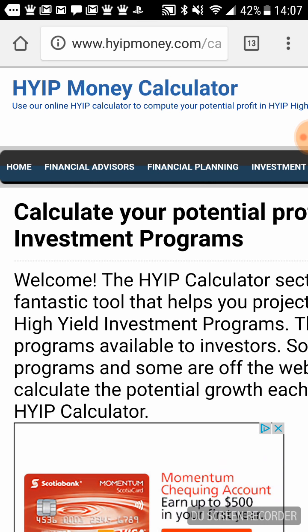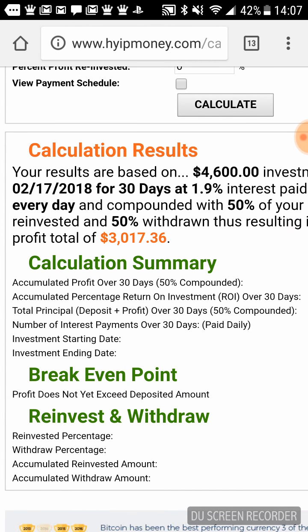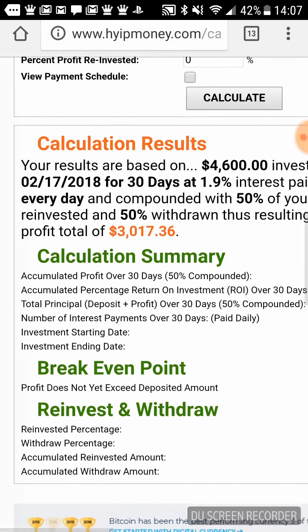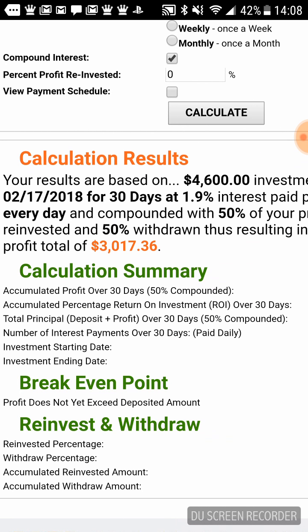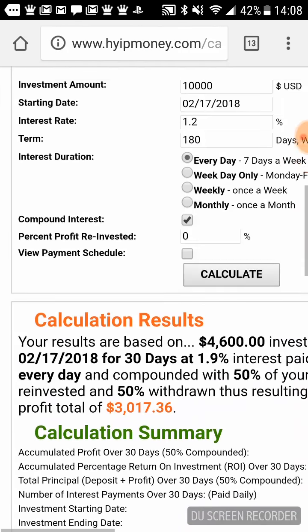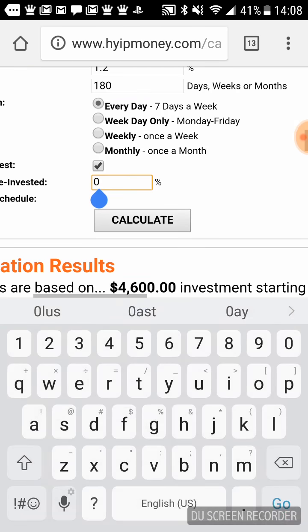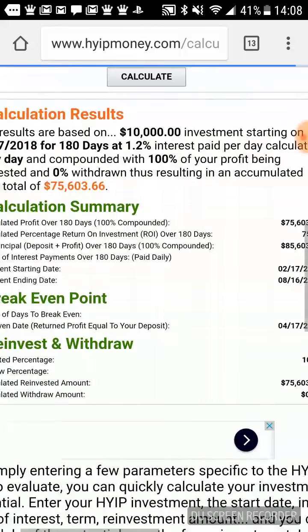Now, I don't like to believe these things to an extent, because down here, you'll see. Okay, it had a default one set up for $4,600, 1.9% interest, withdraw half, reinvest half. But let's just do 100%. This is why I don't typically believe these things, right?